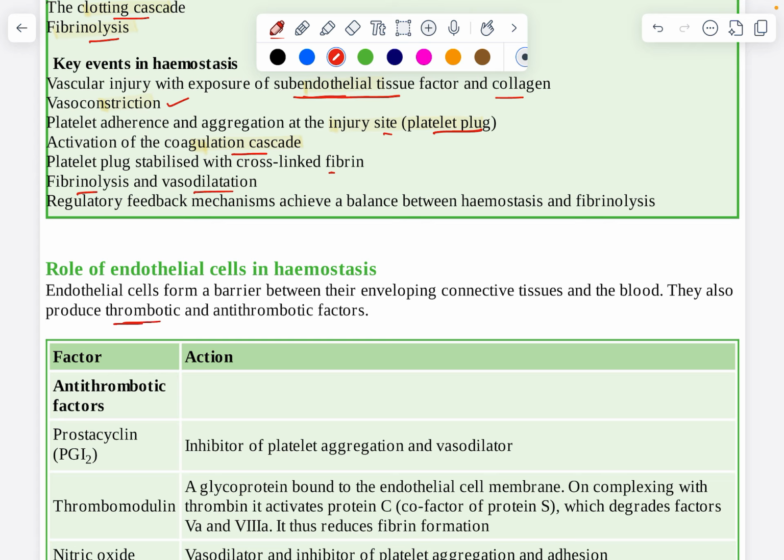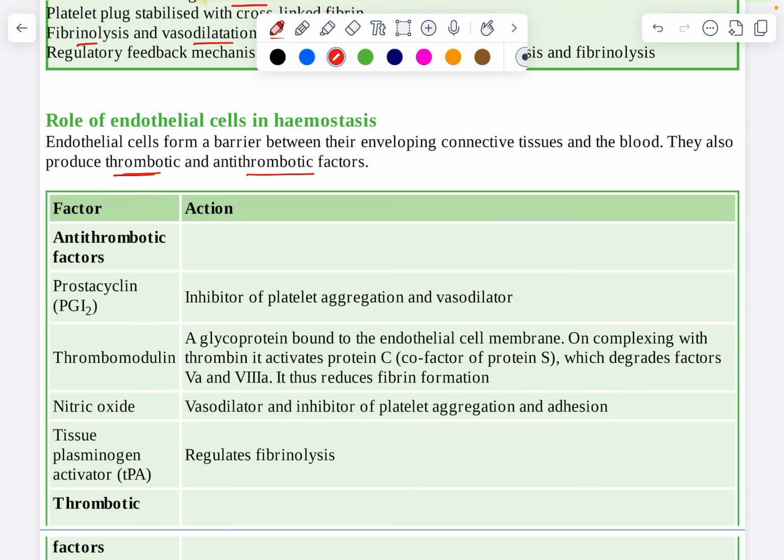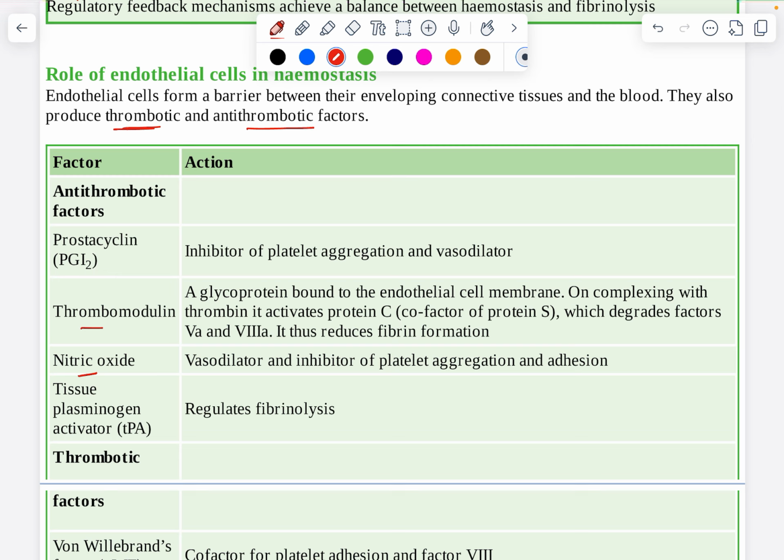They also produce thrombotic factors, which cause thrombosis, and antithrombotic factors. Both are there. What are antithrombotic factors? They prevent thrombosis, because blood flowing inside the vessels should not be thrombosed in a natural way. So it has antithrombotic factors, which are prostacyclin, prostaglandin I2, thrombomodulin, nitric oxide, and tissue plasminogen activator. These are antithrombotic factors. What does prostacyclin do?